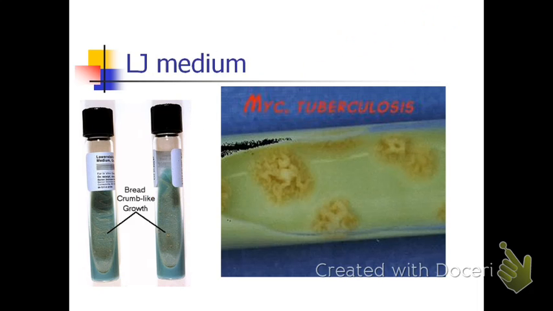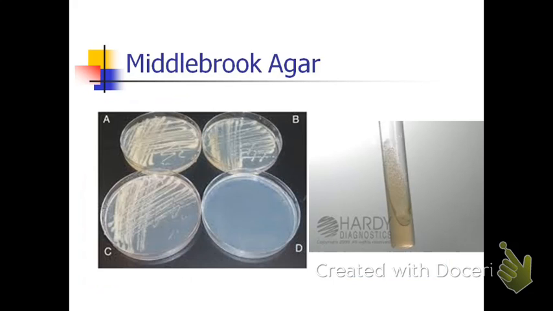So this is an appearance of the LJ medium. So it's green and there would be a bread-like or the breadcrumb-like growth here, indicating the growth of Mycobacterium tuberculosis. It's green primarily because of the fact that it contains malachite green. So this is the Middlebrook agar. We are also using the Middlebrook agar for the sensitivity testing.